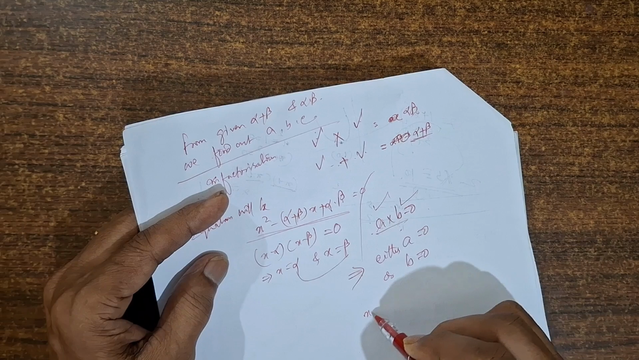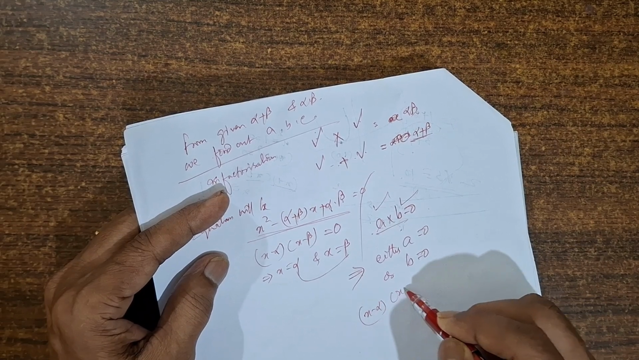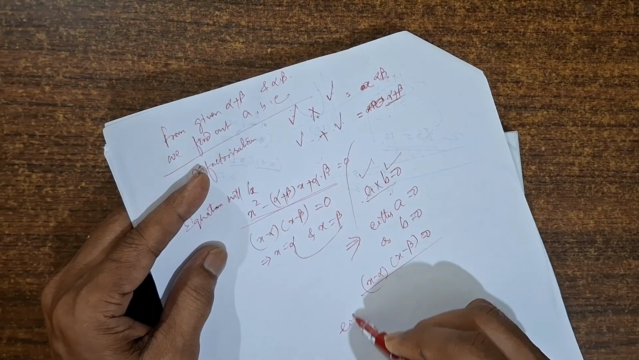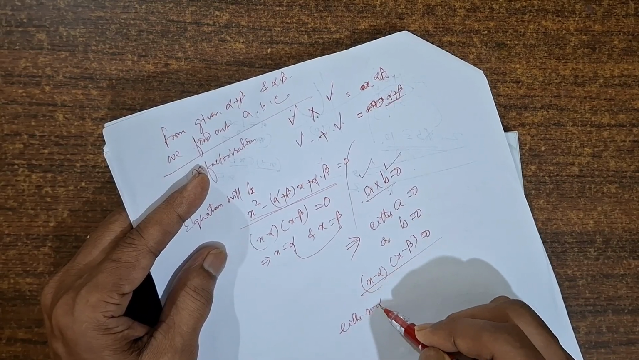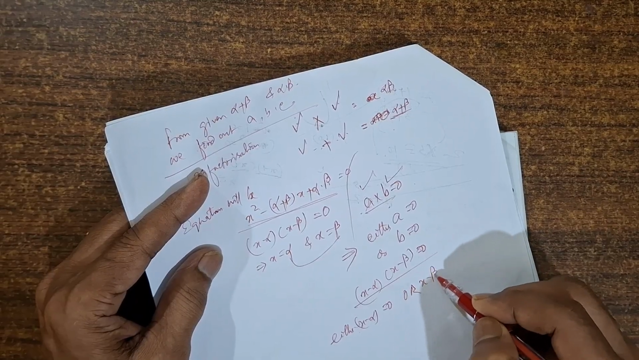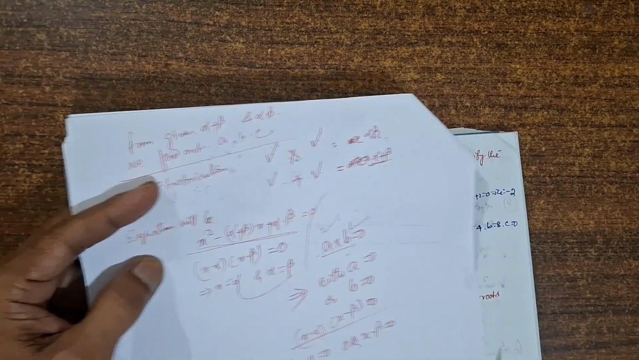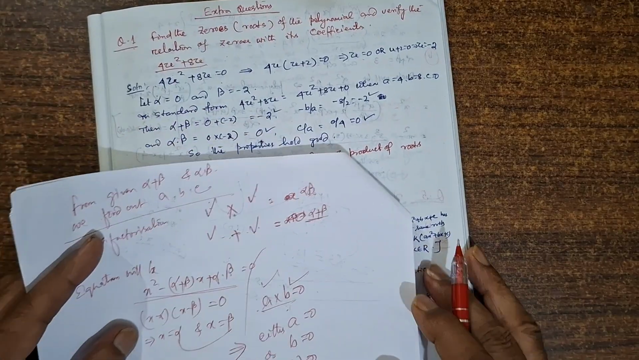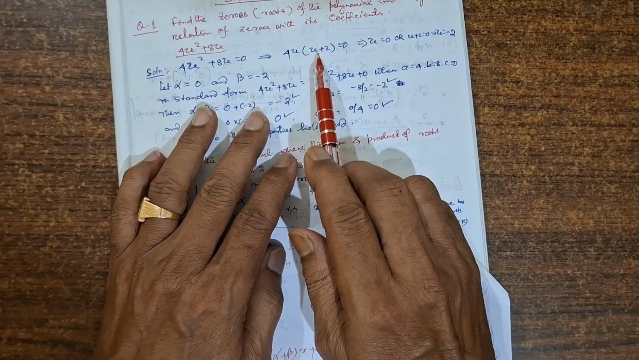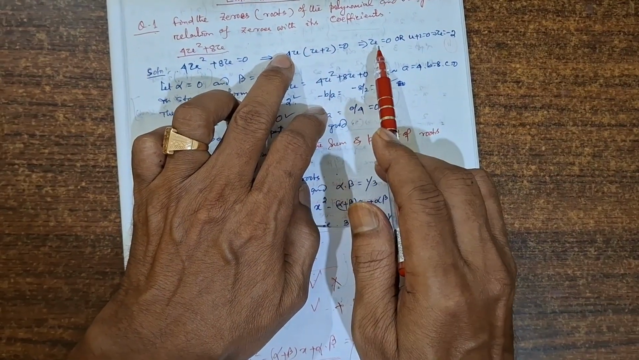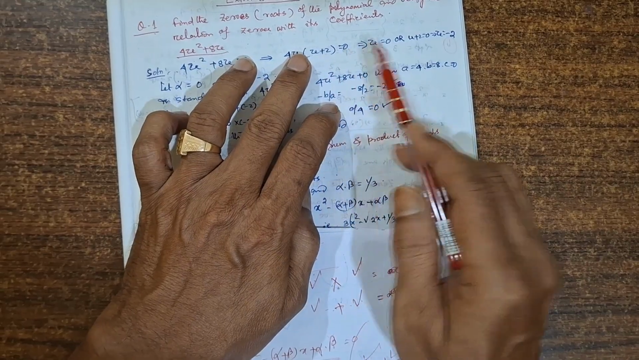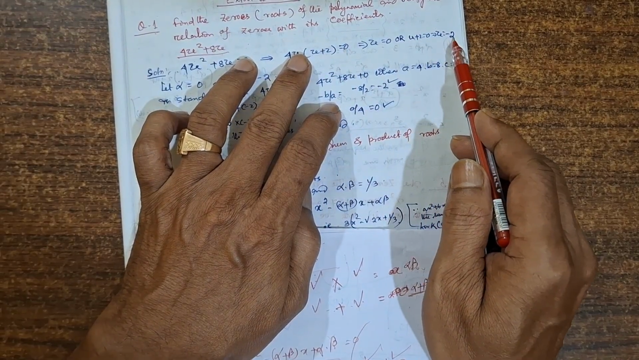Similarly, if (x minus alpha) into (x minus beta) is equal to 0, what does it mean? Either x minus alpha is equal to 0 or x minus beta is equal to 0. The same process is applied here. For u, either u is equal to 0, or u plus 2 is equal to 0, which implies u is equal to minus 2.